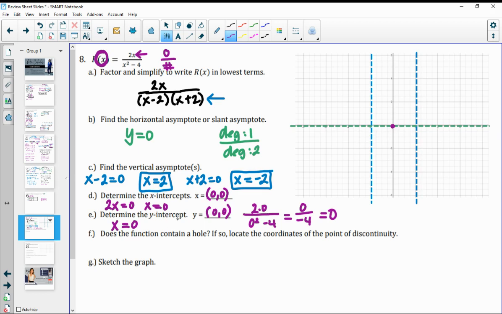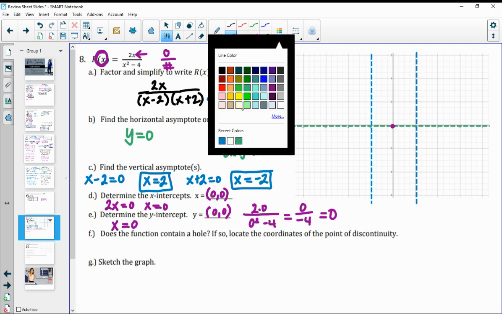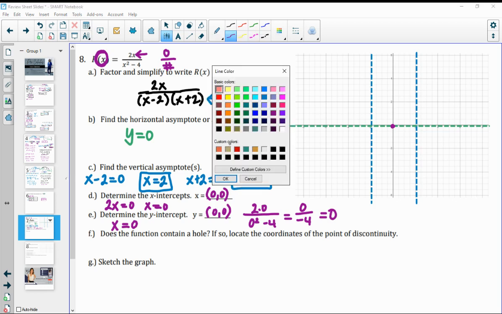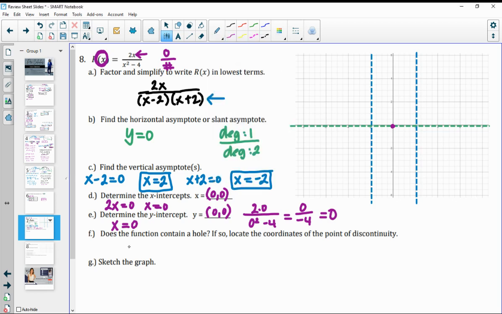Then does this function contain a hole? That's only if there are shared factors on top and bottom. So this one does not have a hole because there aren't any shared or common factors between the top and bottom. So no hole. And then this one just wants us then to sketch a graph.